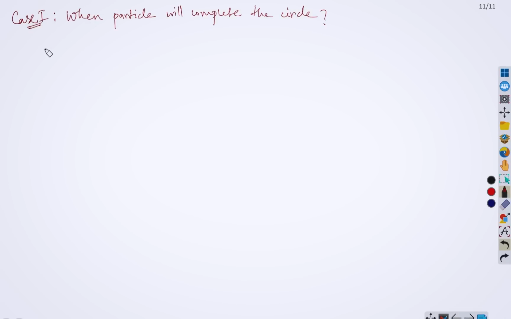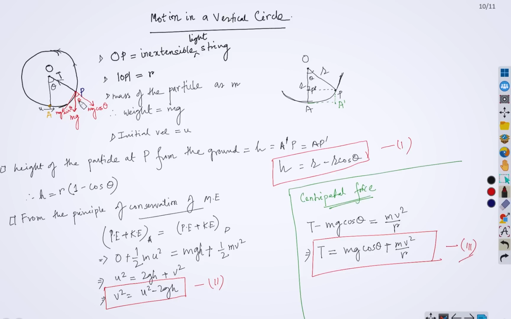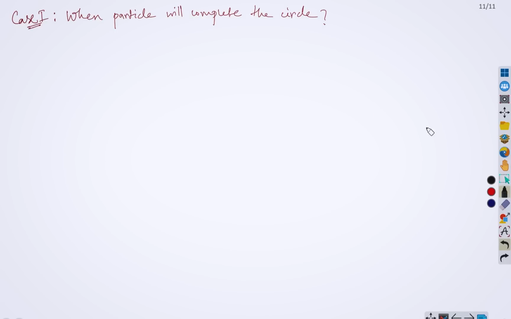Okay, so it means that the string does not slack. Yes, since the particle is completing the whole circle, it means that the string will not slack even at the highest point. Yes, because at this point the tension is minimum, right? So if it is not slacking at this point, it means the particle will be able to complete the whole circle. Yes, so we are interested in the tension at the highest point, that is at point B. So the condition is the string should not slack even at point B. Okay, so we need our T greater than or equal to 0 at B, right?